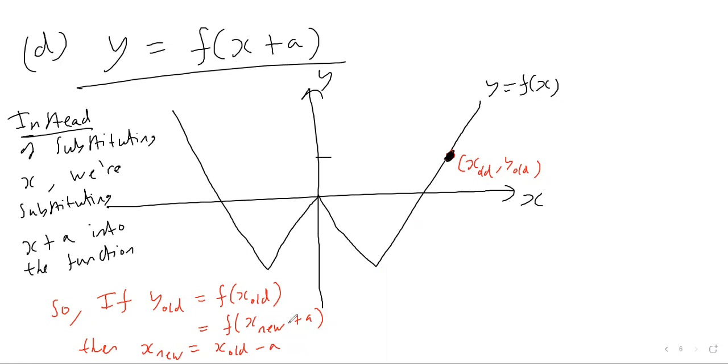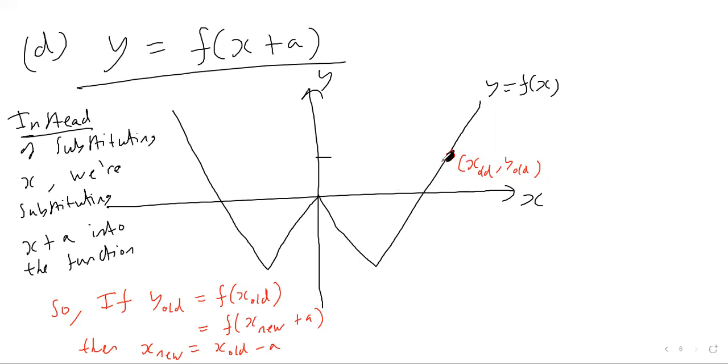So the new x coordinate plus a is equal to the old x coordinate. Therefore, the old x coordinate must be equal to the new x coordinate plus a. Take away a from both sides of this equation, and what do you get? You get that the new x coordinate equals the old x coordinate, take away a. So actually, what is happening?